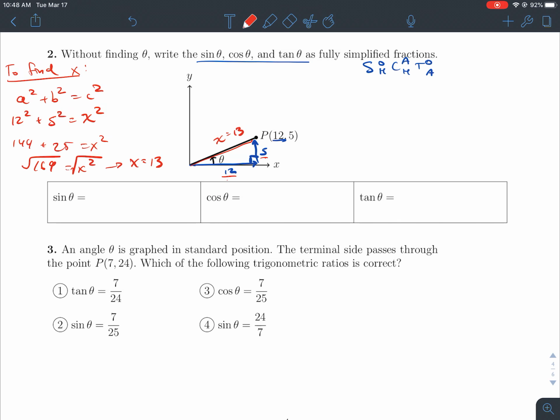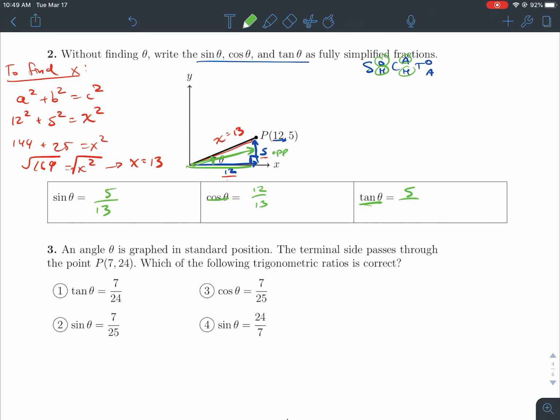Now that we've got our three sides, we'll be able to use these in any combination, opposite, hypotenuse, adjacent, hypotenuse, whatever we want. So sine theta is our focus angle, opposite over hypotenuse. Cosine theta is adjacent over hypotenuse. Tangent of theta is... Pause for a second, see if you can write it down.